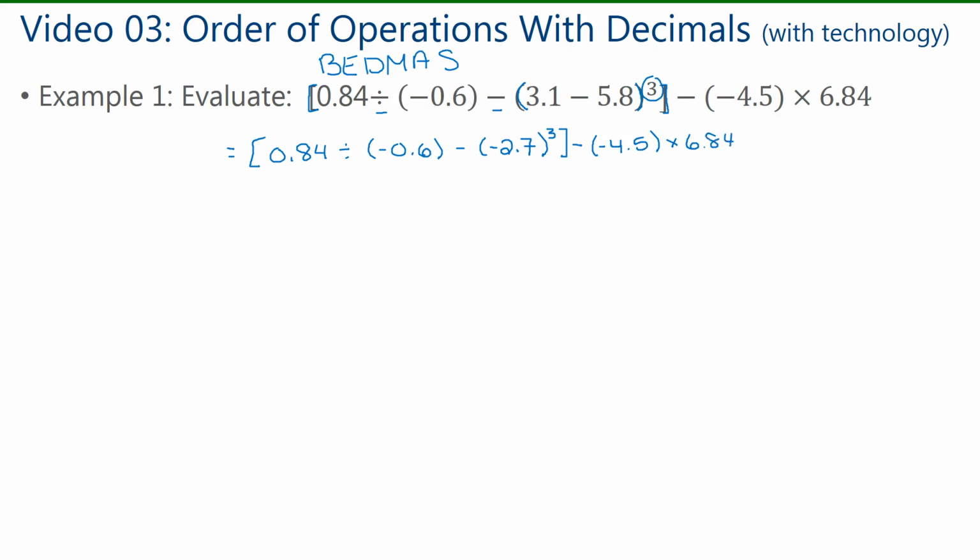Now within the brackets we have a division, subtraction, and an exponent. According to BEDMAS, we will do the exponent next. When I put that in my calculator, I'm going to enter it exactly as I see it here. Bracket negative 2.7 bracket, and then to the exponent of 3. Doing that should give you a negative 19.683.